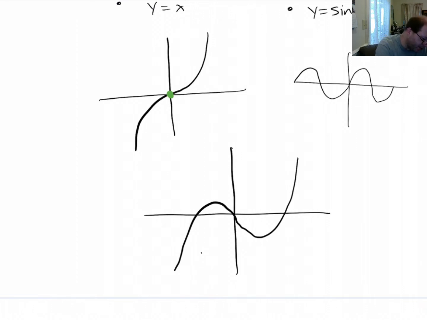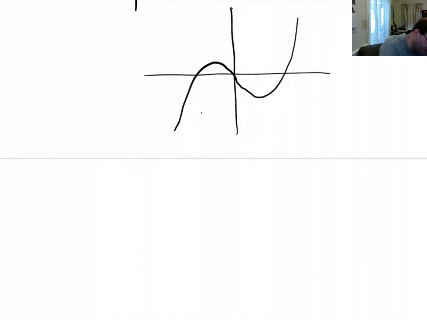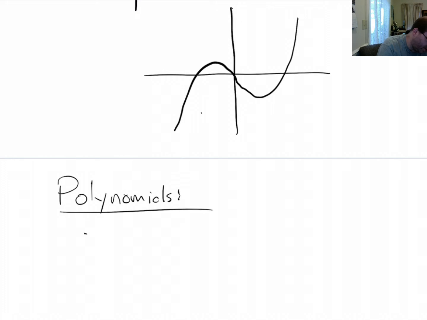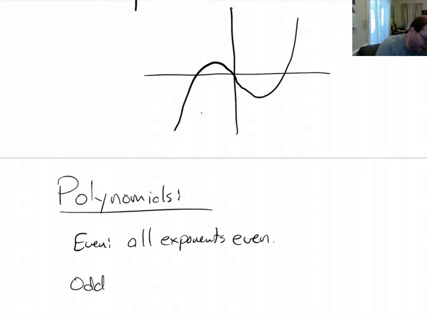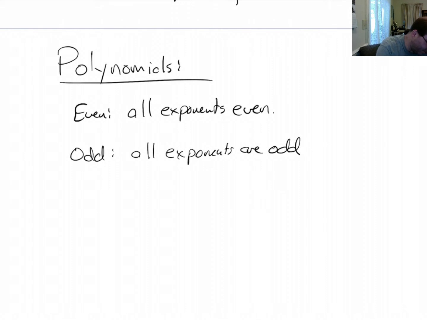Now, here's the nice thing about even and odd functions. For polynomials, if they're even, all the exponents are even. If they're odd, all the exponents are odd. And if it's neither, then that means you have a mix of odd and even exponents.